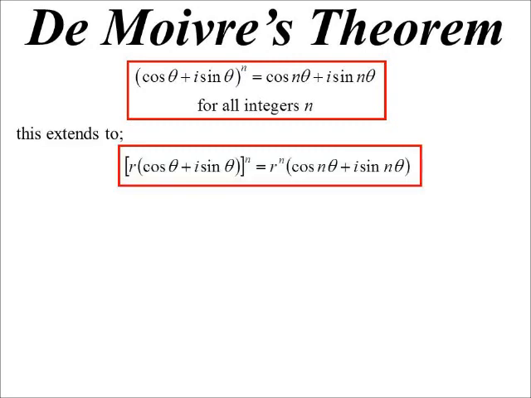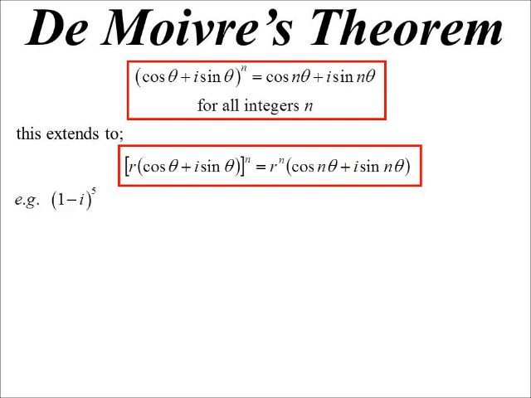So we can extend this idea out though, because that's nice. Remember, that's when the modulus is 1. If we just make the modulus r, we only change a little bit, because we know that the modulus will become the modulus to the power of n, and so we add that bit in there. So r (cos theta plus i sin theta) to the power of n will become r to the power of n (cos n theta plus i sin n theta).